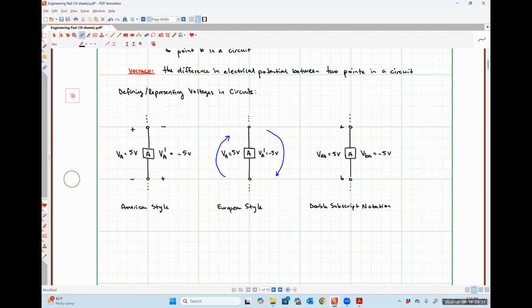Okay, so before we move on to another topic related to voltage, does anybody have any questions about any of these representations?